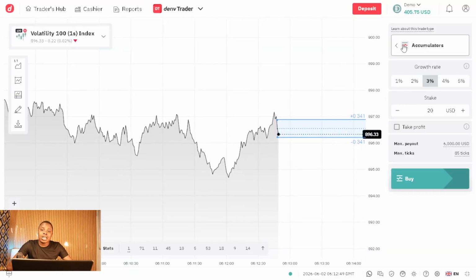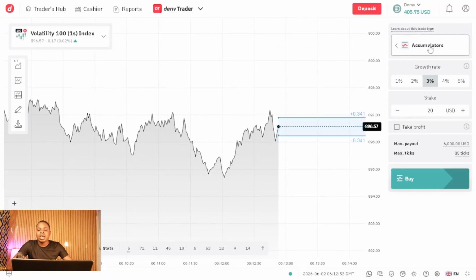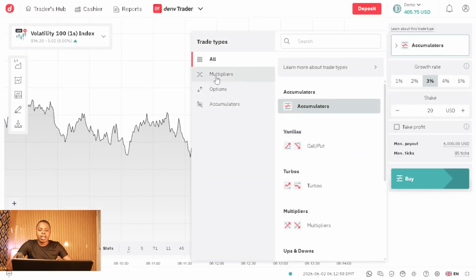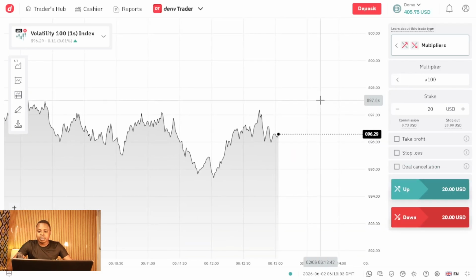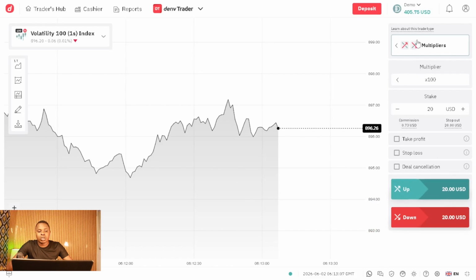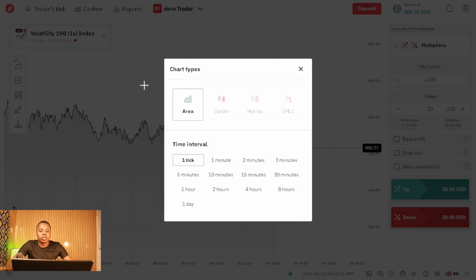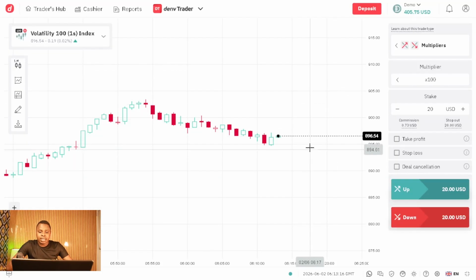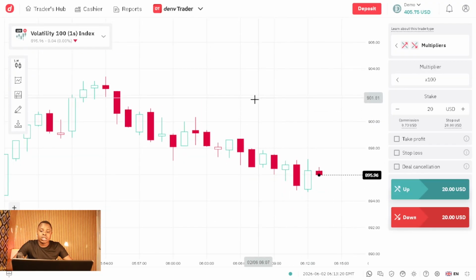The next thing, you want to select the multipliers. So you come here to the trade types, and by default it is going to be on accumulators. Click here, and then you select multipliers. Once you select multipliers, this is everything that you need. Here is where you are going to be placing your trades, and this is where you are going to be analyzing your market. Most of you would like to use candlestick patterns, so you select your candlestick chart like this, and this is how you trade on multipliers.